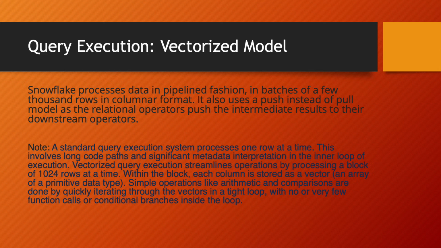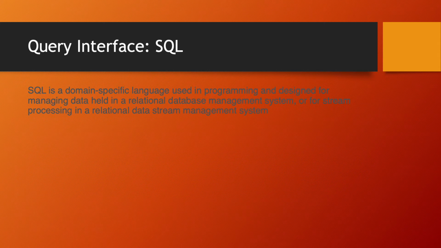Vectorized query execution streamlines operations by processing a block of around 1,000 rows at a time. Within the block, each column is stored as a vector. Simple operations like arithmetic and comparisons are done by quickly iterating through the vectors in a tight loop with no or very few function calls or conditional branches inside the loop.